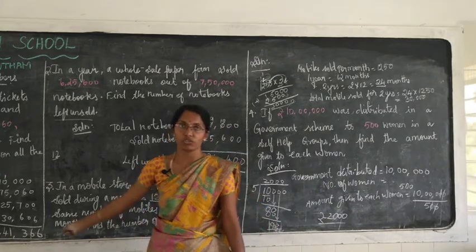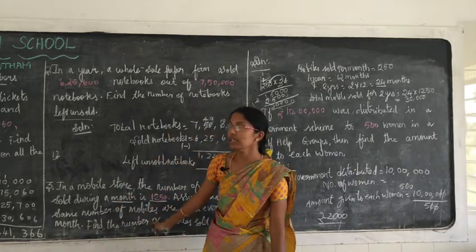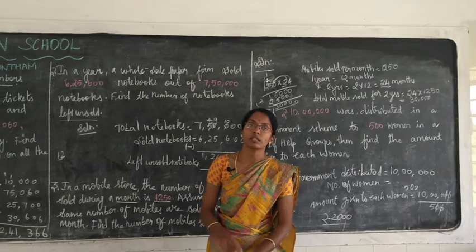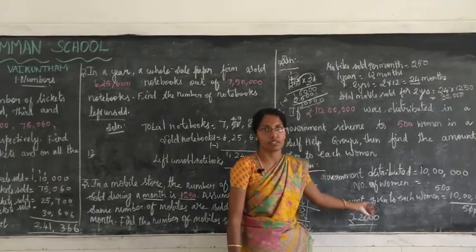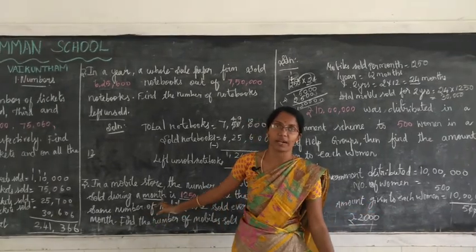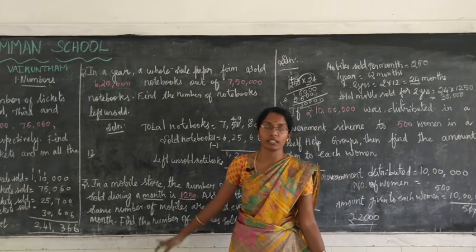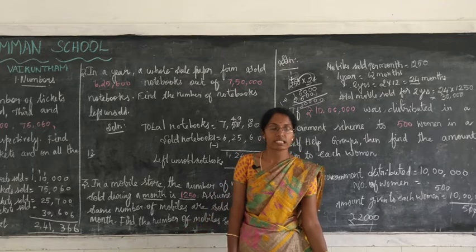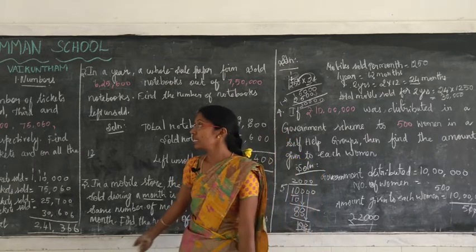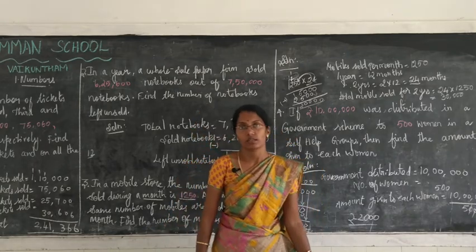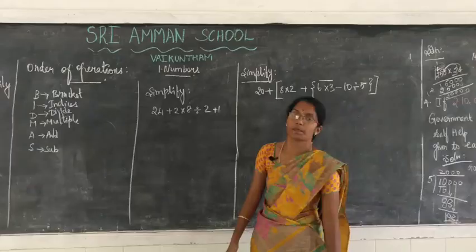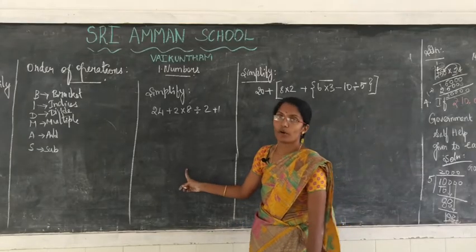Okay, are you all clear about these questions? These are simple questions using large numbers. So large numbers, that is addition, subtraction, multiplication, division. From each operation we have seen one problem. Okay, next we move to order of operations. We are going to see order of operations.